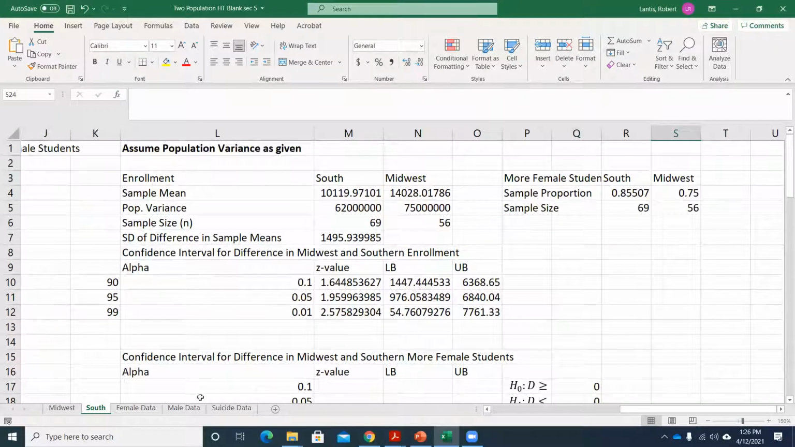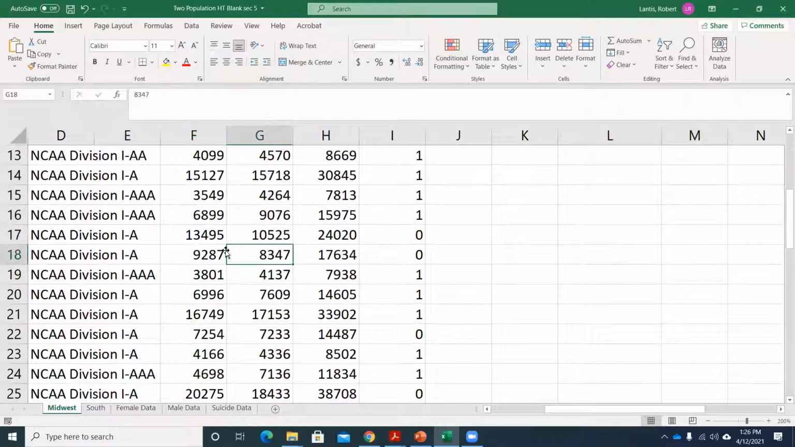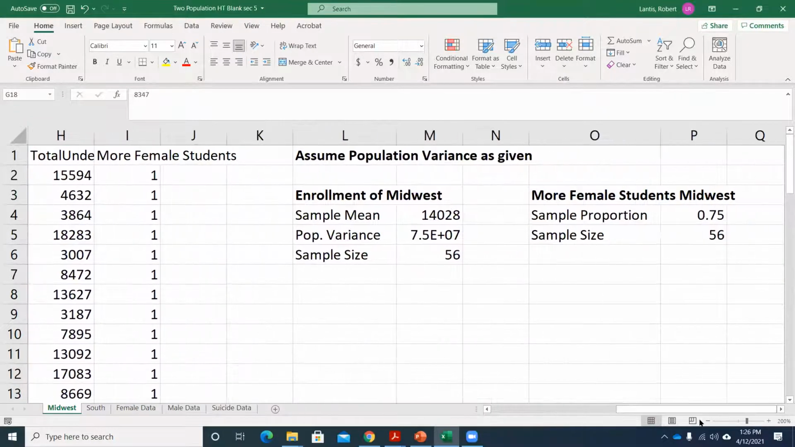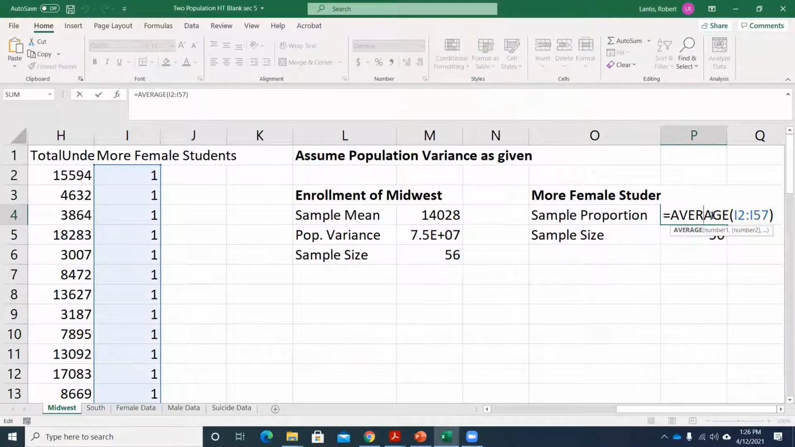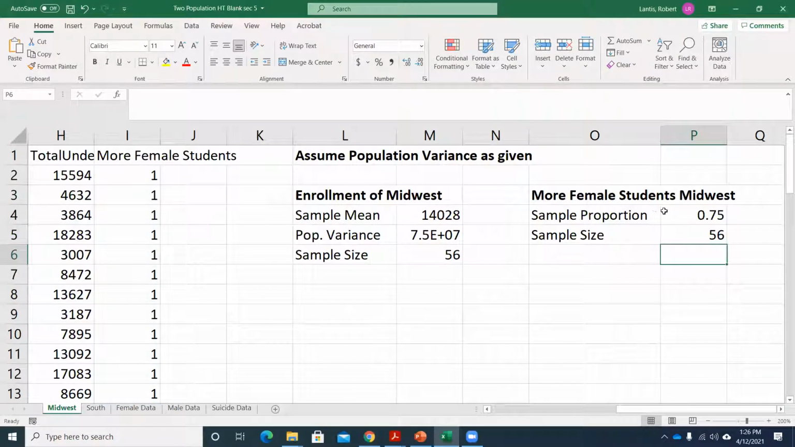Just like last class, I was working off two data sets. The first one was Midwest schools. Instead of using total undergraduates, I'm going to use this variable that is a 1 if they have more female than male students, and a 0 if they have more male than female students. Since I have a 1, 0 variable, I can find the sample proportion, the proportion of schools that have more female students in the Midwest, simply by taking the mean of that 1, 0 variable. I then can find the sample size using the count function. This should be nothing new. Hopefully we're getting used to and comfortable with this. We've used this a lot before.